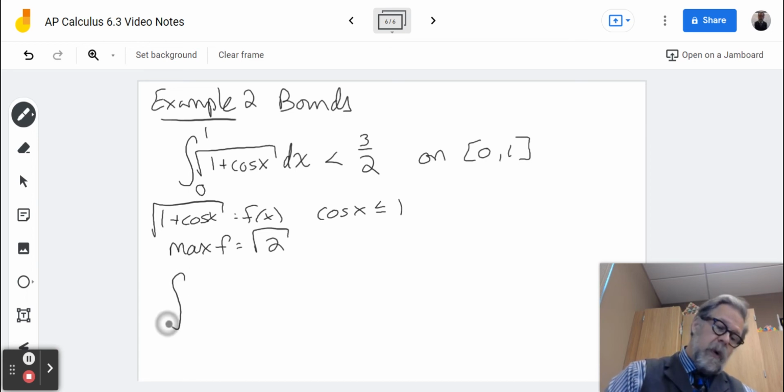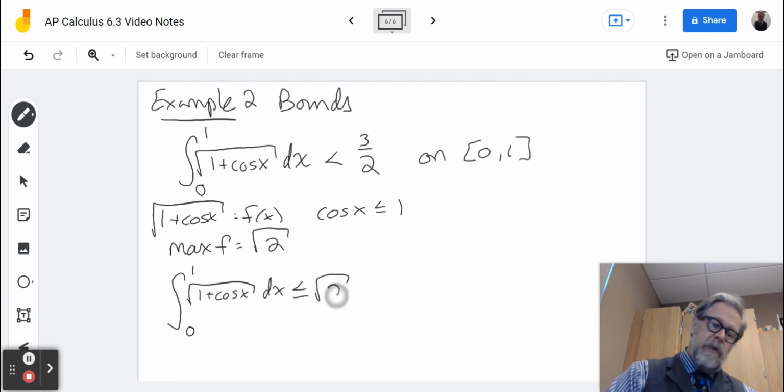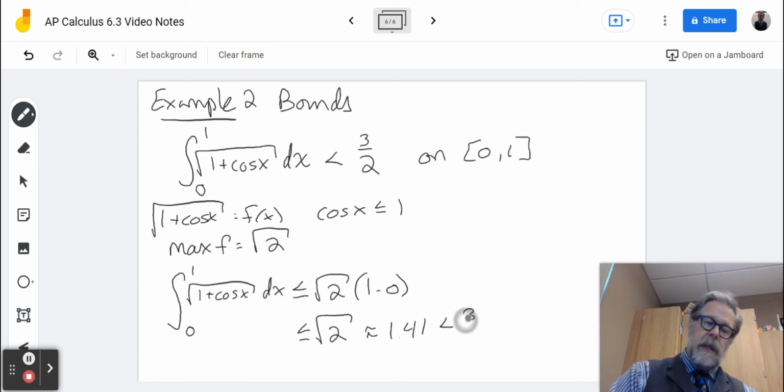So the integral from 0 to 1 of square root of 1 plus cosine x dx must be less than or equal to square root of 2 times the interval, which means it must be less than or equal to the square root of 2, which of course is approximately 1.41, which is in fact less than 3/2.